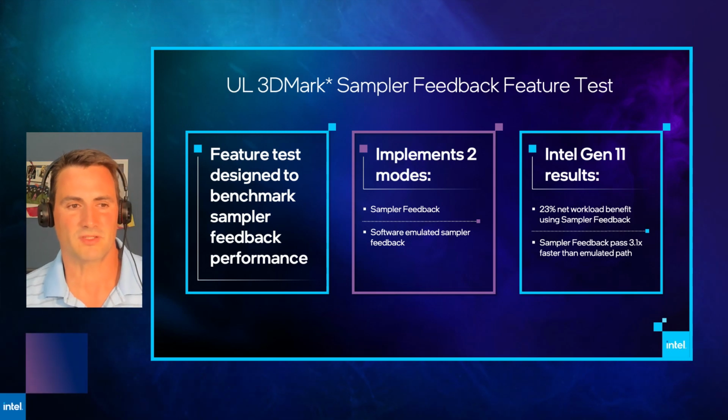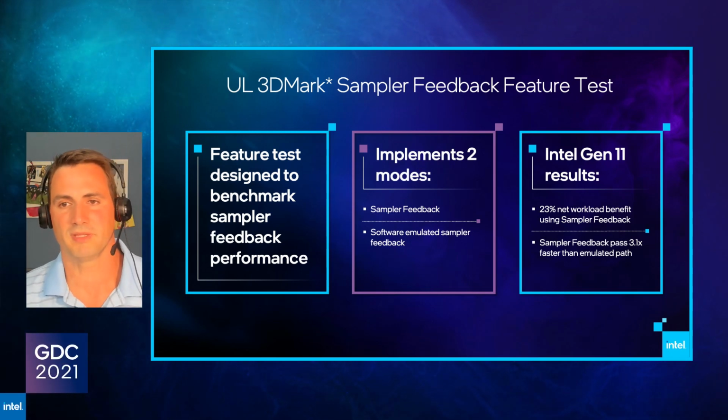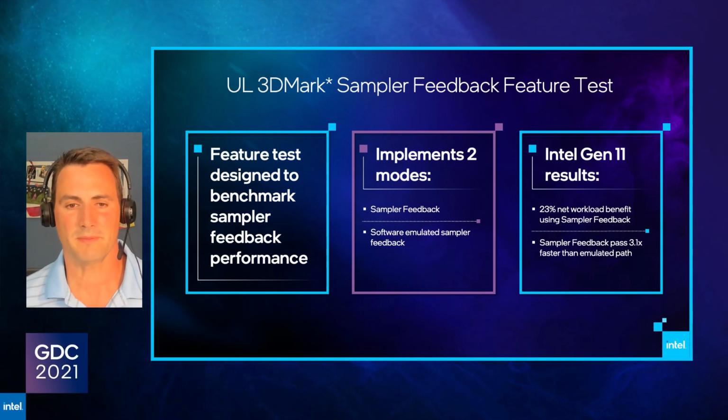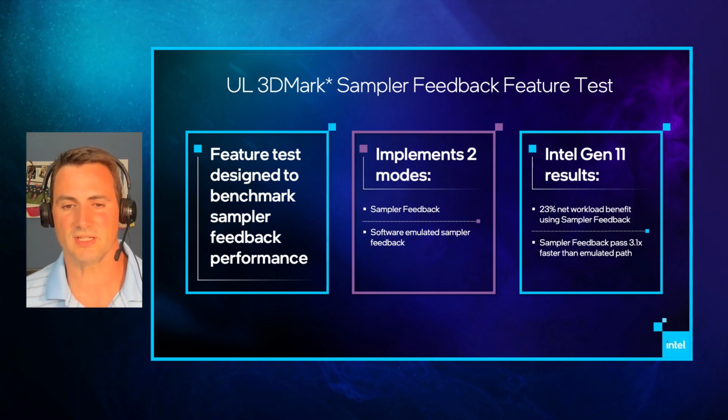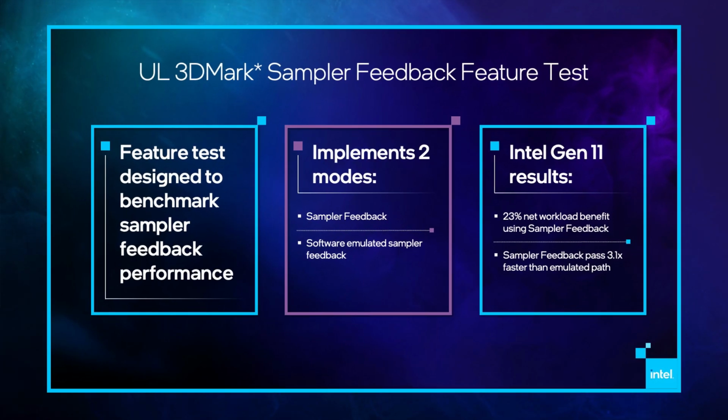The 3DMark sampler feature test was designed to benchmark the performance of sampler feedback. It's implemented in two modes. There's the DX12 sampler feedback mode, which engages the DX12 sampler feedback API. The other mode is a software emulated sampler feedback. It was implemented using a very highly optimized compute shader, and the results of this are very good.